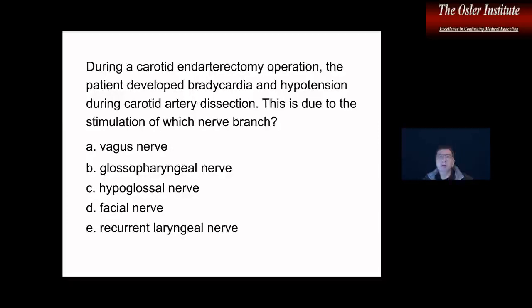During a carotid endarterectomy operation, the patient developed bradycardia and hypotension during carotid artery dissection. This is due to the stimulation of which of the following nerve branches: A, vagus nerve, B, glossopharyngeal nerve, C, hypoglossal nerve, D, facial nerve, E, recurrent laryngeal nerve. Okay, I have some folks put down A, vagus nerve.